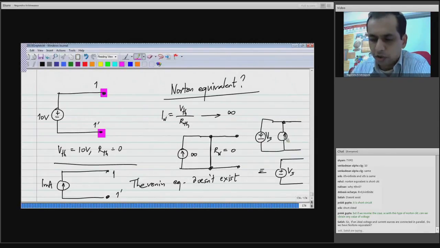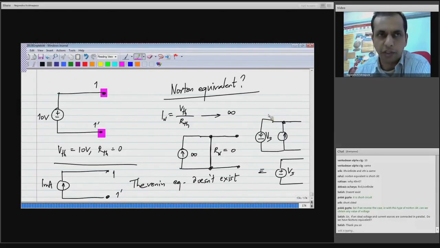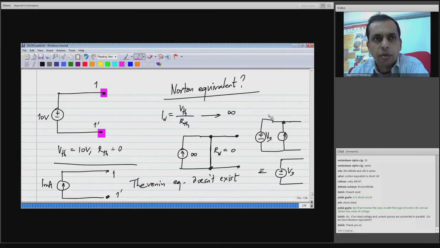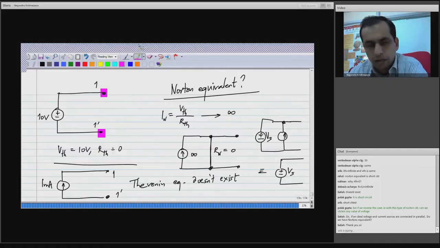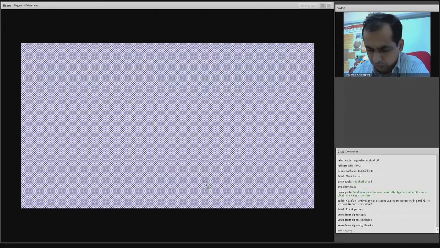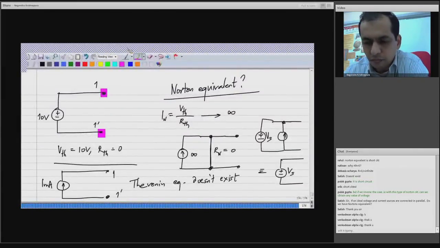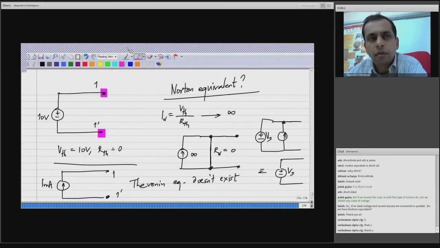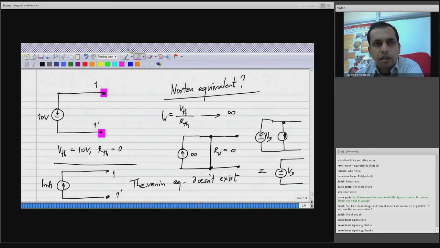Whether you have a current source or not, it doesn't matter. The only thing that it will change is the current through the voltage source. Otherwise, nothing will change. Okay? So, clearly, if this is a voltage source and there is no legitimate Norton equivalent circuit for this one. Okay? So, I hope that part is clear as well. So there can be degenerate cases where one or the other equivalent circuit doesn't exist, but at least one of them will surely exist. Okay.